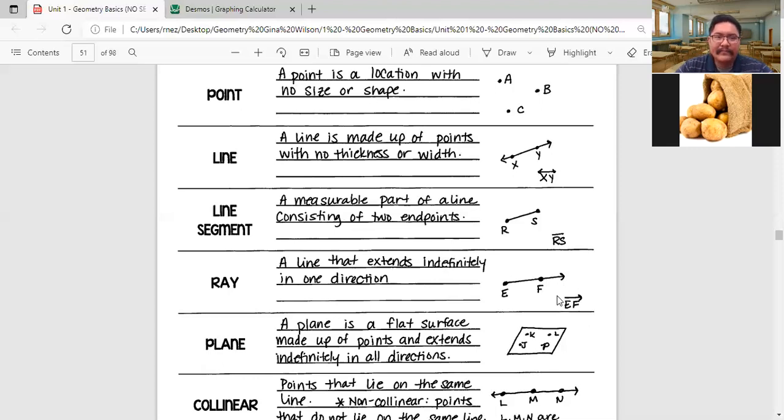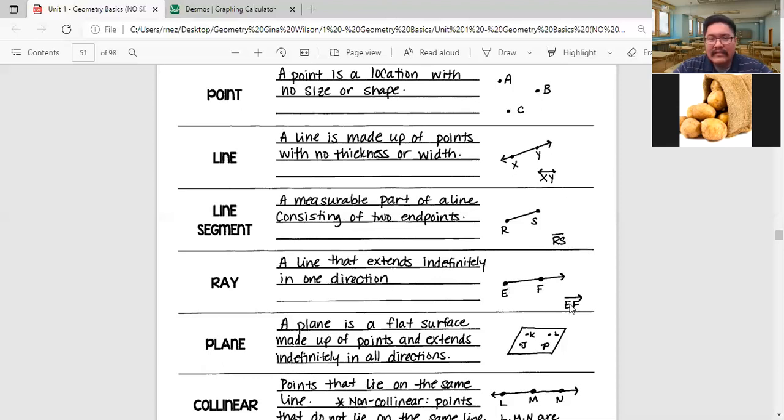Well, that would be a ray. A ray is a line that extends indefinitely in one direction. So this one starts from E, then it goes to point F, and then it continues on. That arrowhead means that it goes on forever in that direction. But it doesn't go on forever to the left. It stops at E, and once you get to E, that's all the line you get.